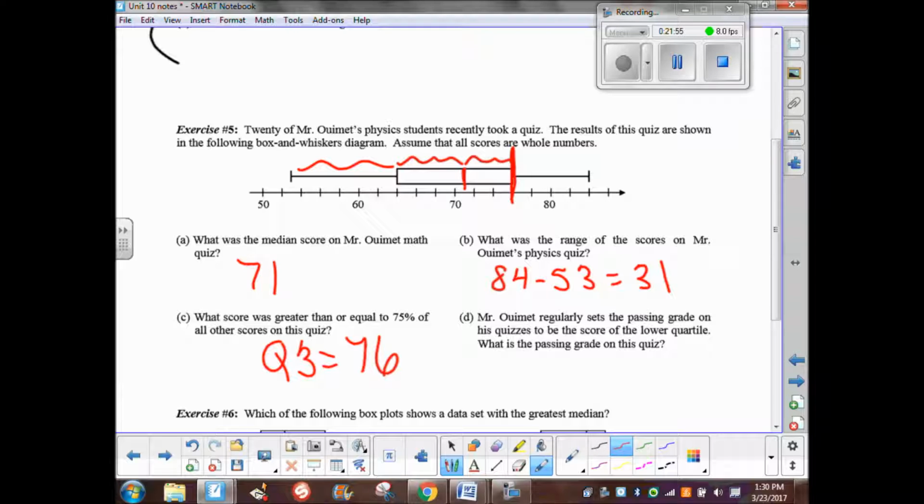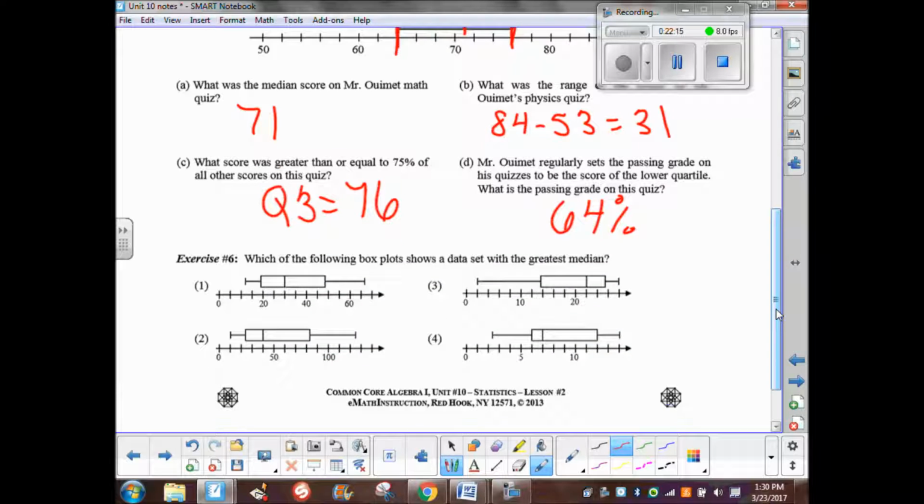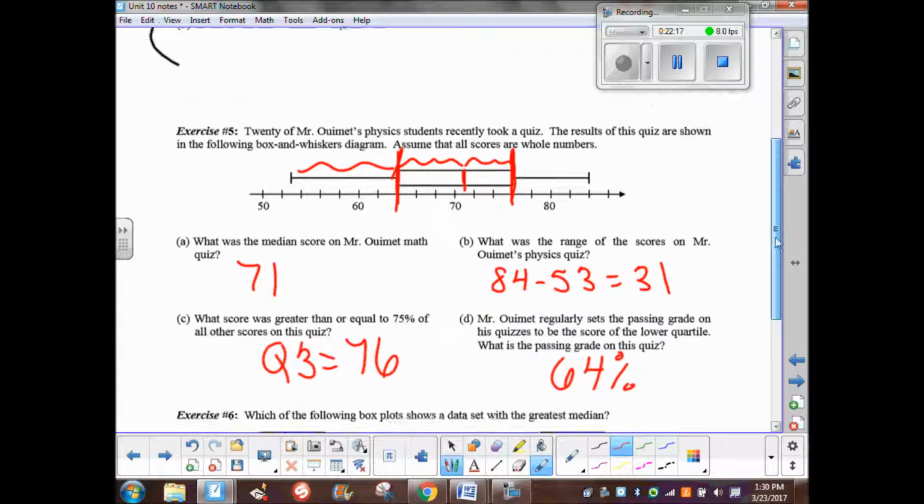Mr. Weemat regularly sets his passing grade on his quizzes to be the score of the lower quartile. What is the passing grade for this quiz? What's the lower quartile? 64, right here. 64 is passing, and we'll skip over that one.